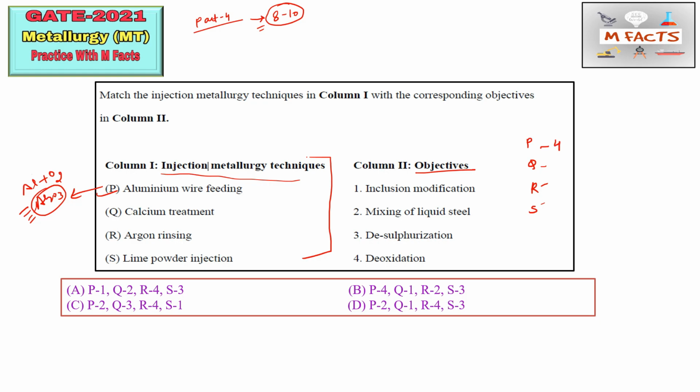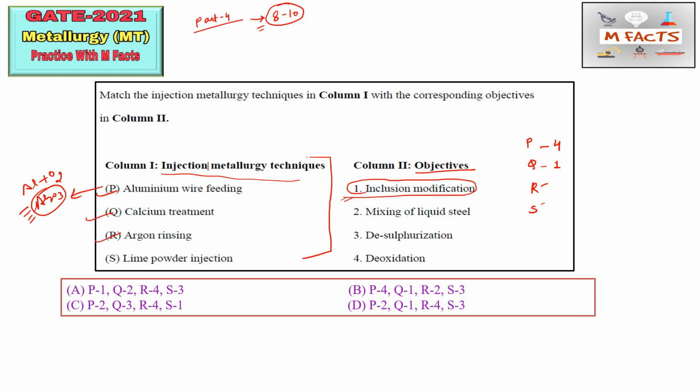The next one is calcium treatment. In calcium treatment, we feed calcium wire injection for inclusion modification in secondary steel making. So Q we can match with 1. I have already discussed inclusion modification in secondary steel making many times, so I will not discuss it here again.